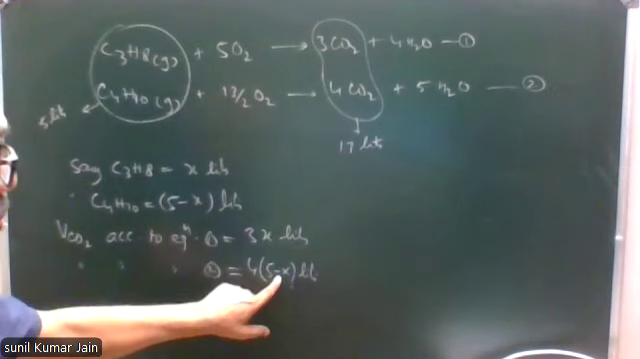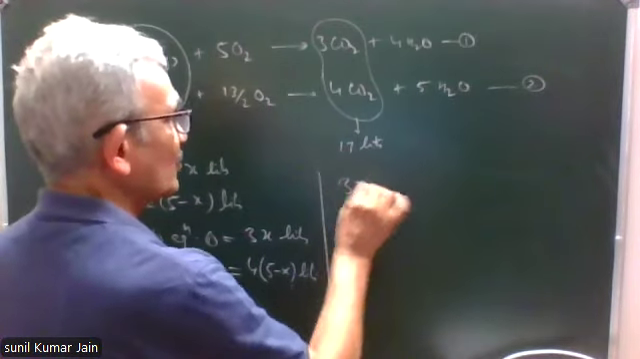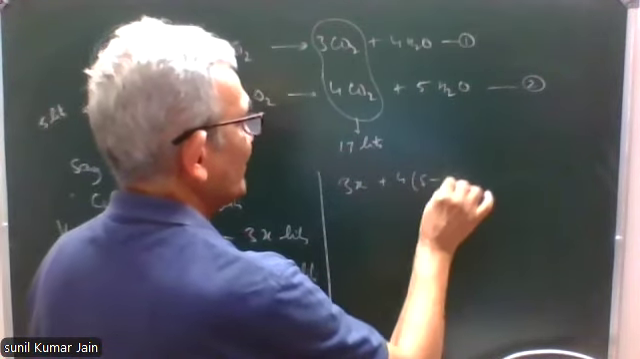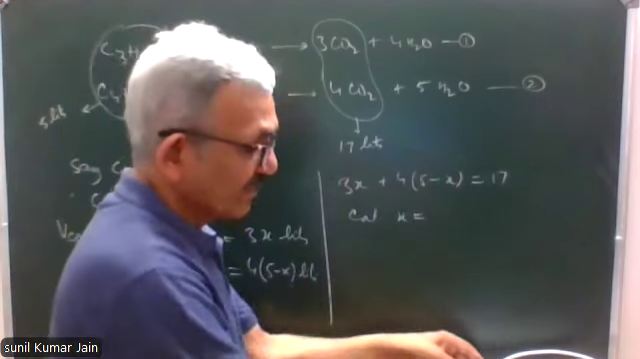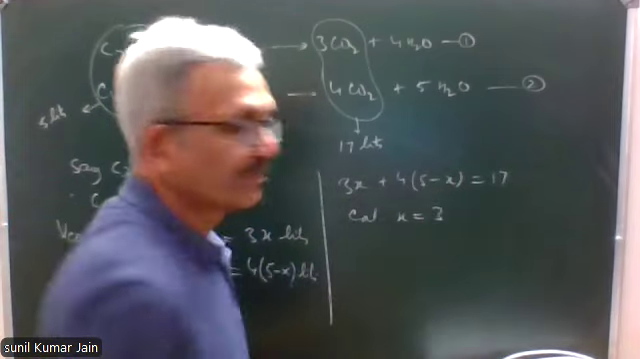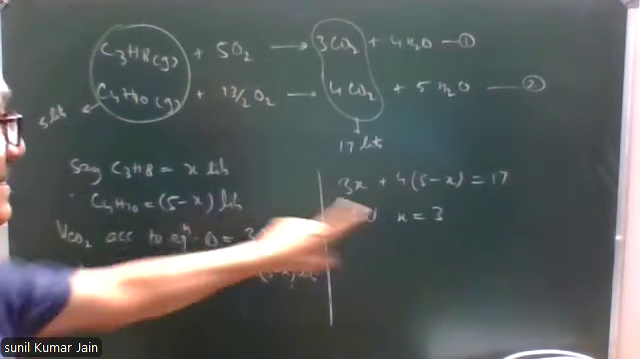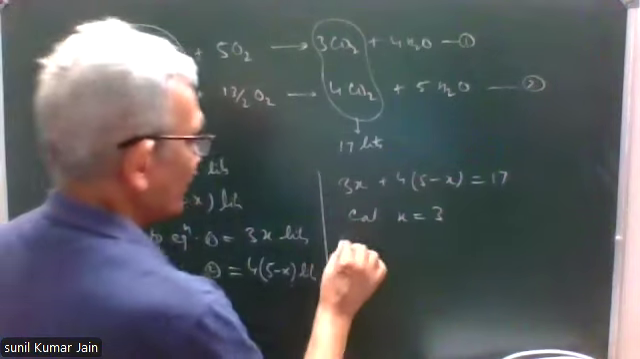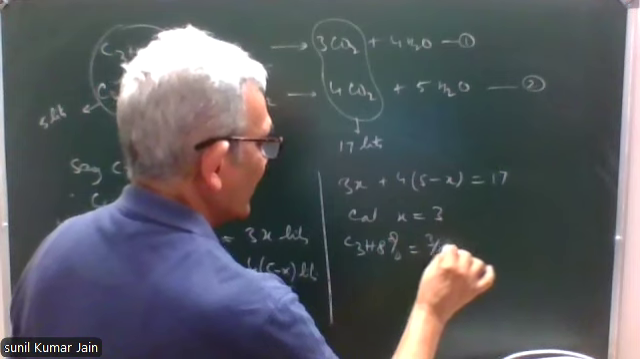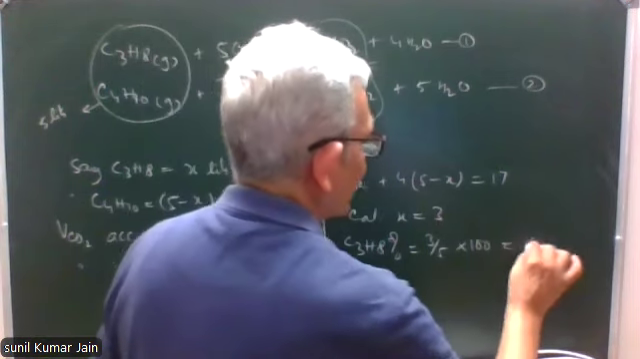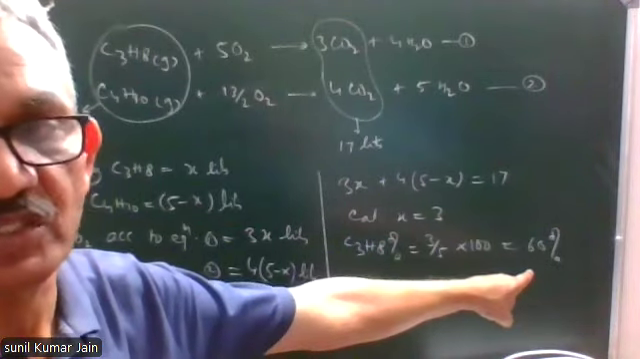Now, if I add these two, it will be equal to 17. It means 3X plus 4 into 5 minus X is equal to 17. Calculate the value of X. This will come out to 3. It means out of 5 liters mixture, propane is 3 liters. So percentage of propane will be 3 divided by 5 into 100, that is 60%. And percentage of butane will be 100 minus 60, that is 40%.